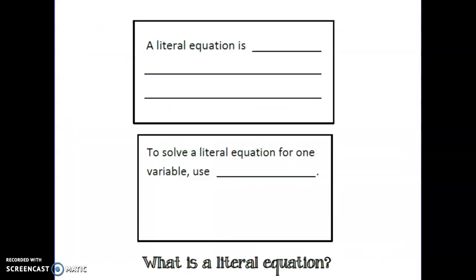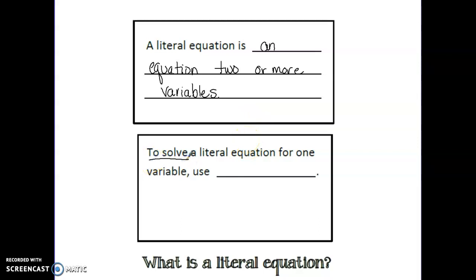So looking at page 28, literal equations. A literal equation is an equation with two or more variables. We've been doing equations that have one variable, usually x, and we've been trying to solve for x and we actually get a number. In a literal equation, you're still looking for a variable, but you're left with extra variables in the equation. Remember, variables are letters that represent an unknown.